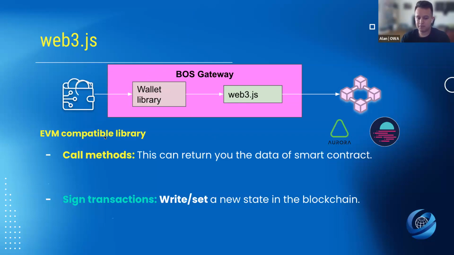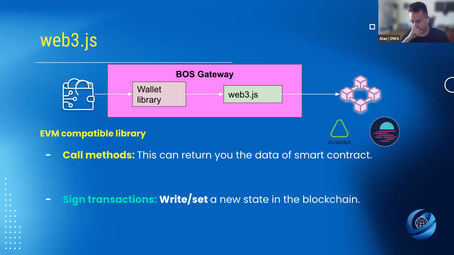EVM compatible library. Basically, here we have two things that are happening when you interact. I know there can be more, but going directly to what is important for this workshop, we have call methods. So you can recover the state or the data that is stored in the smart contract. You can use these call methods to start looking at what is happening on the smart contract.